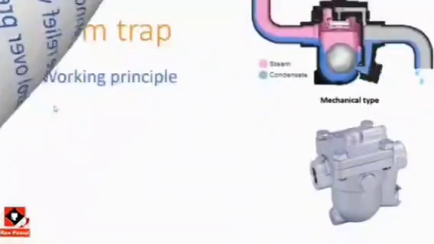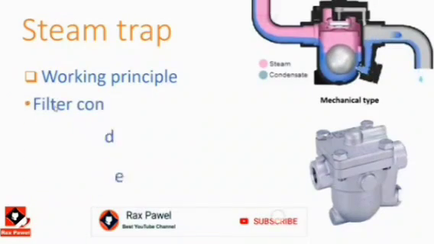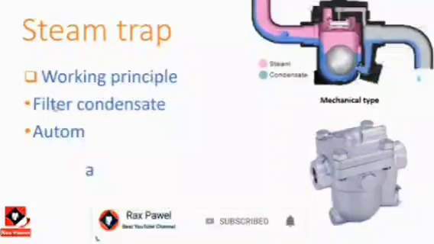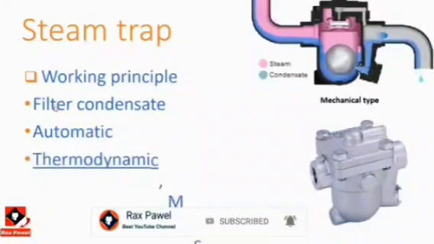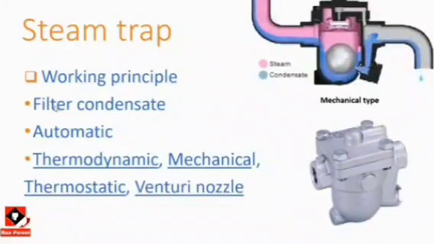Steam trap working principle. It is a device used to filter out the condensate from the system to ensure regular flow in the system. When condensate occurs, the steam trap works automatically. Mainly there are 4 steam traps: thermodynamic, mechanical, thermostatic, and Venturi nozzle.